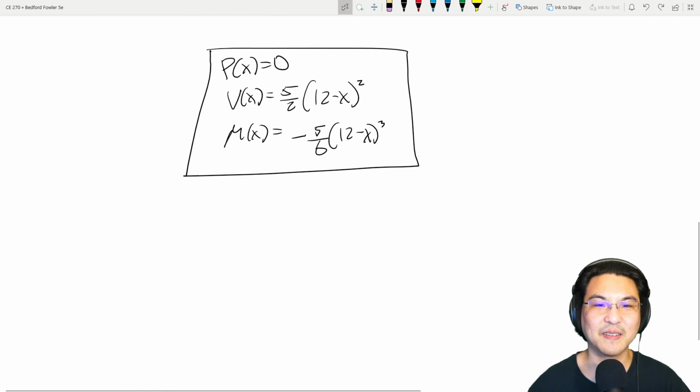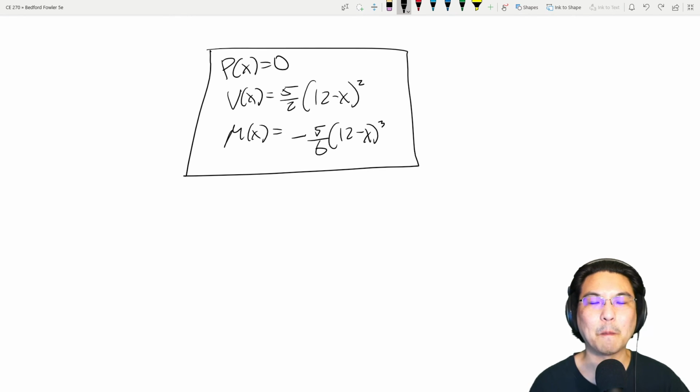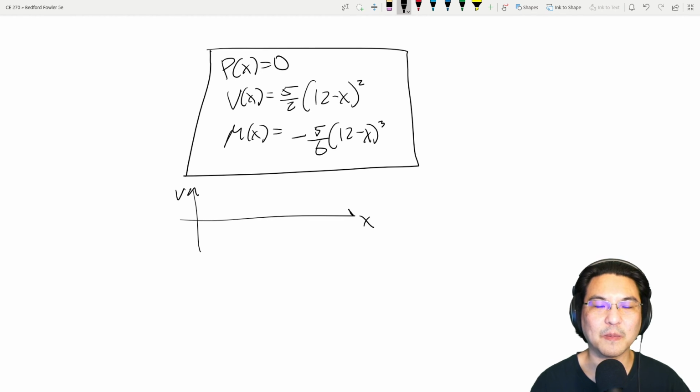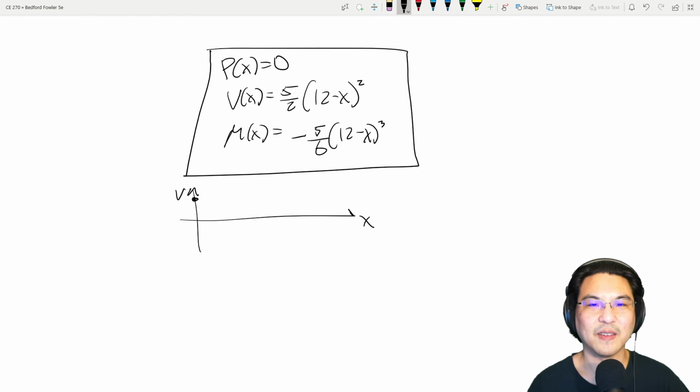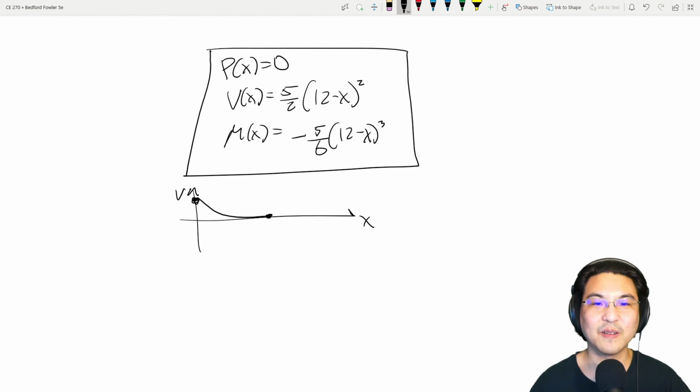What does it look like? That's just 0 everywhere. The shear will look like, okay, let's see. At x equal to 0, it'll be something positive. And then at x equal to 12, it'll be 0. And then see how it's a parabola? So a parabola looks like this. So it's going to look kind of like that. All right, so there's shear. This is 12 over here.